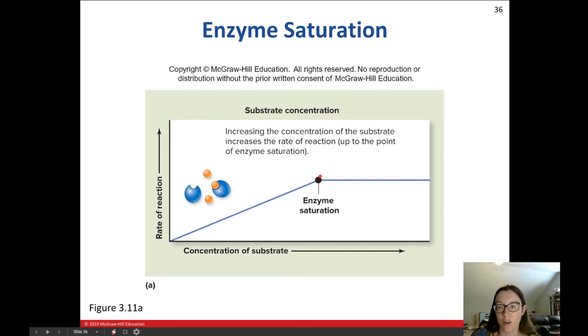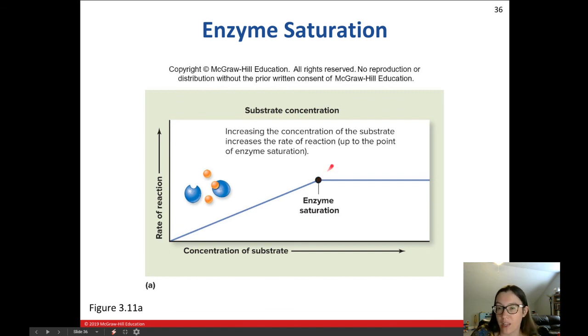But like I said before, if we have 100 enzymes and only 10 substrates, then the reaction rate is going to be slow. So we can add more substrates. If we had 100 enzymes and 50 substrates, then the reaction rate is faster. If we have 100 enzymes and 80 substrates, then the reaction rate is faster. If we have 100 enzymes and 100 substrates, then that's as fast as it could go.